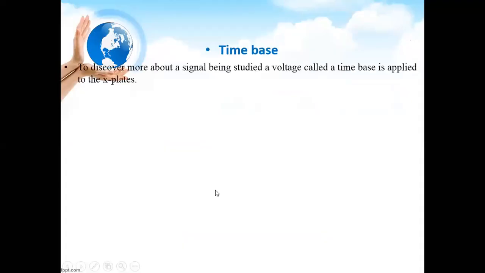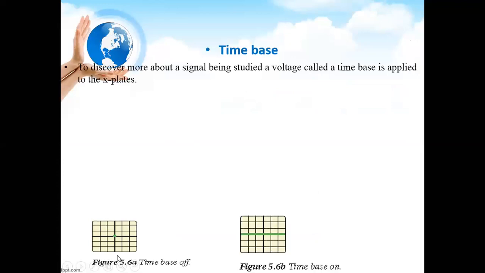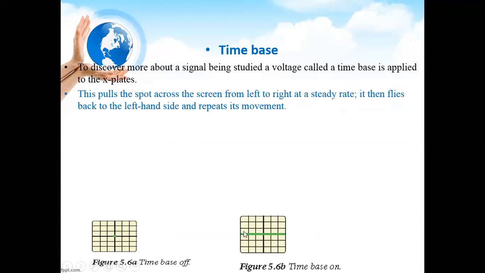So time base, there is a time base also. Let me show you. This is when the time base is off. You are going to see a dot because it is going to be applied on the X plates, okay? When there is a time base, we are going to apply the voltage supply to the X plates. And on the X plates, you can see a dot if the time base is off. And when you turn on the time base, you are going to see the line move to the right and left horizontally. It's not going to move vertically, okay? It is going to be horizontal because you are applying the voltage to the X plates.